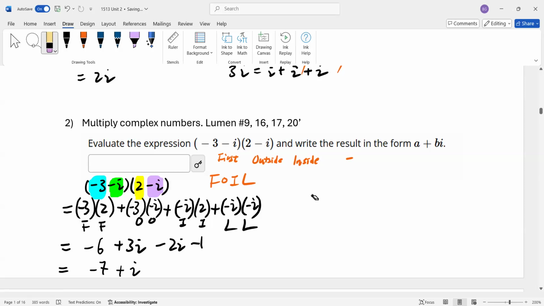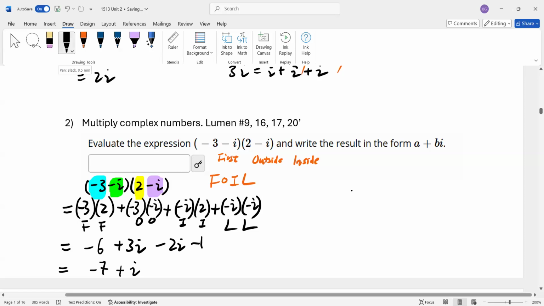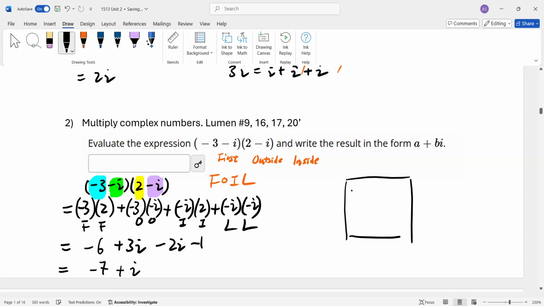If you want to use FOIL, use the procedure I just applied. Try not to skip steps. When you want to skip steps, it's really easy to mess up. So the box method is you make a box, 2 rows, 2 columns, and then you write one complex number on the side, 3 - i, the other complex number on the top, 2 - i, and then you multiply and fill in the 4 cells in the box.